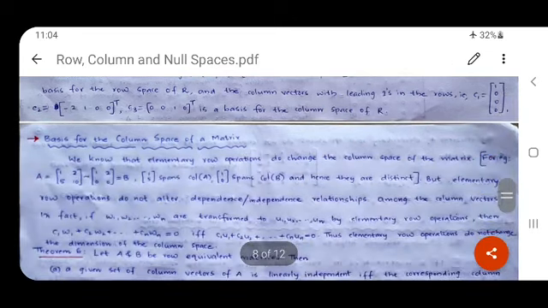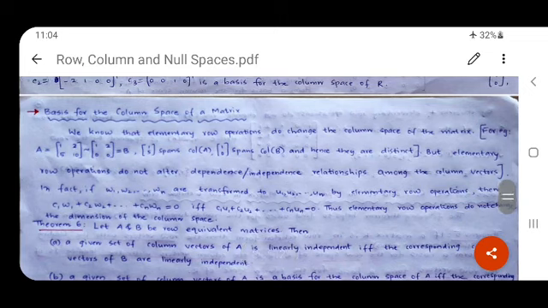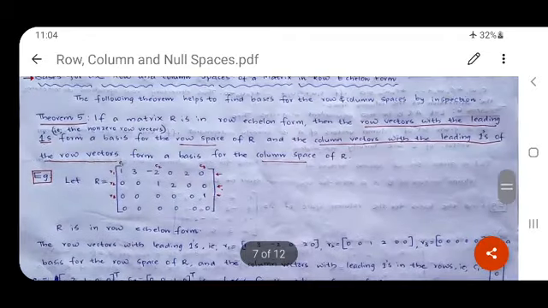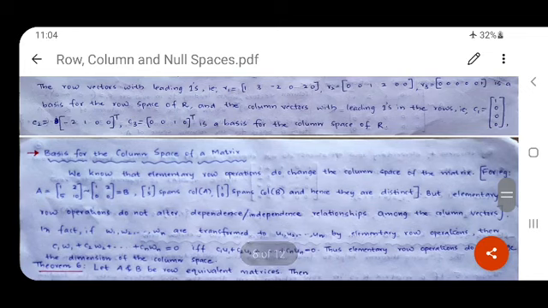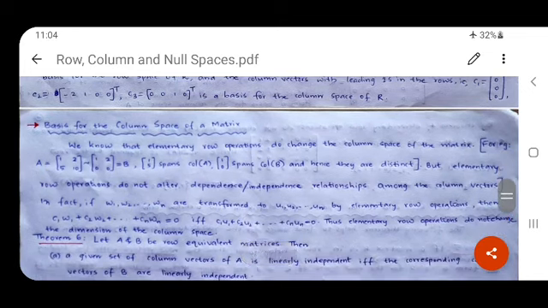Next is the basis for the column space of a matrix. We have already seen in the above theorem 5 that given a matrix, you can row reduce it to echelon form, and just by inspection we can determine the basis for the row space and the basis for the column space of the given matrix. Now, basis for the column space of a matrix. We know that elementary row operations do not change the column space.